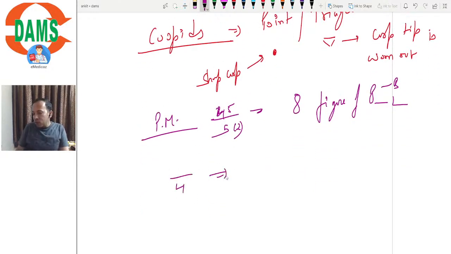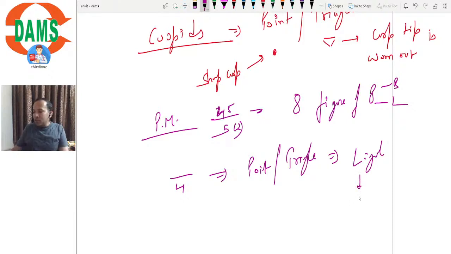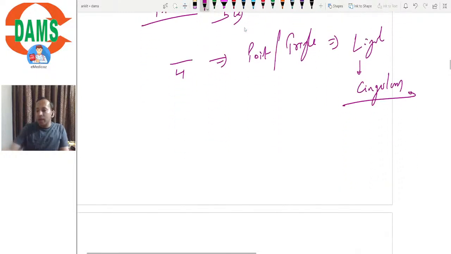Lower first premolar, same as the canines, it will form either a point or a triangle, because the lingual cusp is rudimentary, or you can say underdeveloped. It resembles a cingulum, isn't it? The lingual cusp of the lower first premolar resembles a cingulum, and that is why it won't be seen on the bite mark. So here also it will be a point, like the one that comes on the canine.